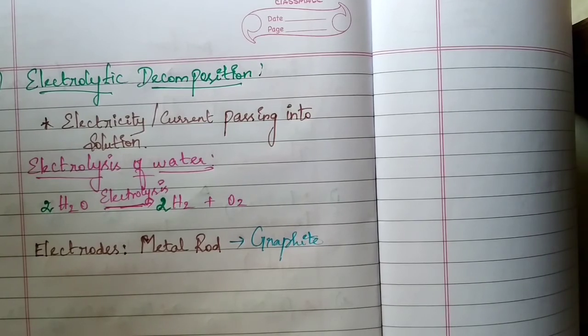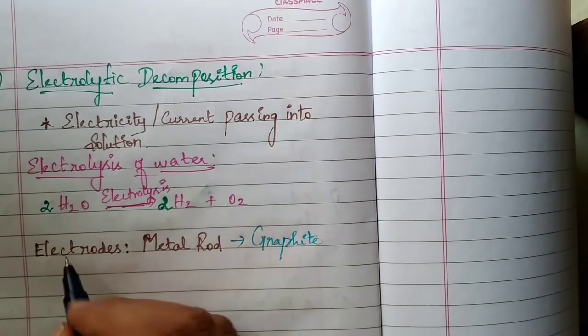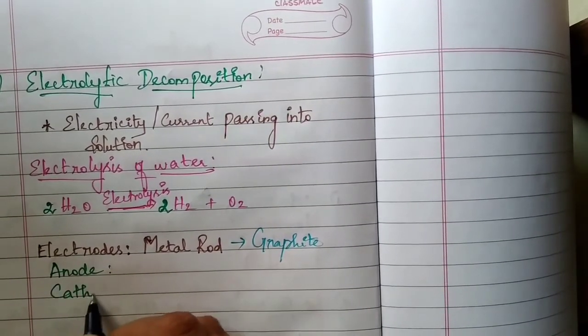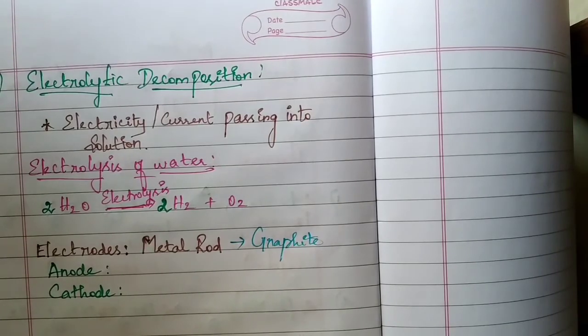So we are dipping 2 electrodes in water. When current is passed into the water, what happens? Through these electrodes, ions are shifting from the water molecules. So 2 gases are collected at these 2 graphite electrodes. What are the gases? So 2 types of electrodes are there. One is anode, another is cathode. Clear, students?